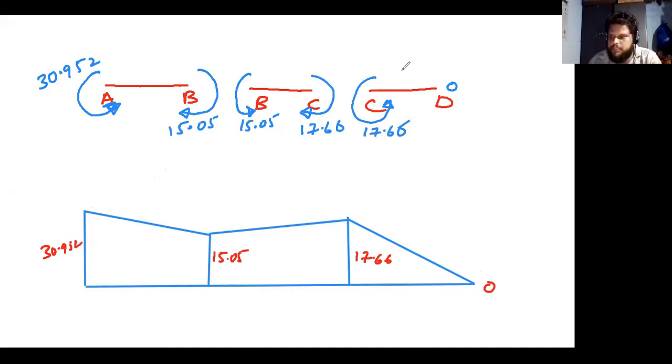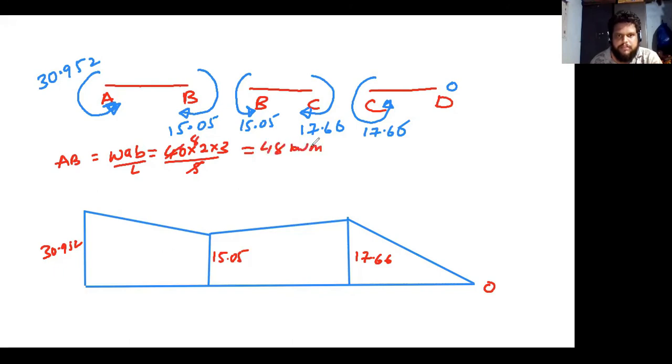So W is how much? W is 40. So 40 into 2 into 3 by 5, for the first span AB, equal to WAB by L. So this is 8 times 2 is 16, 16 times 3 is 48 kilonewton meter. This is the first span moment.